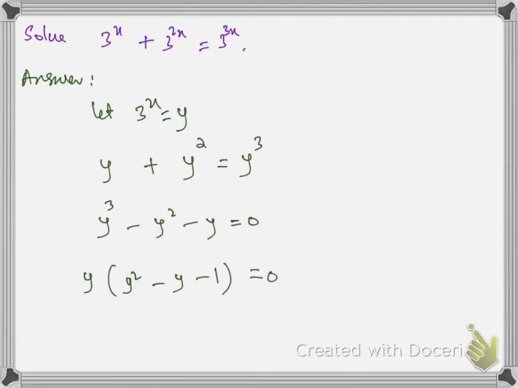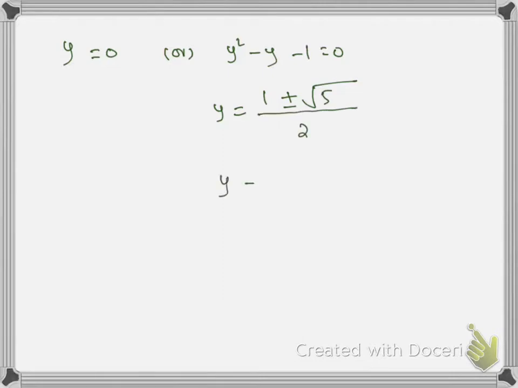Now we have 3 possible values of y. Either y equals 0 or y square minus y minus 1 equals 0. This is one value and these are two values. Now you have to use the quadratic formula because breaking of the middle term is not possible here. So I think you'll get under root 5 here, over 2. So you'll get two values of y here, which will be 1.6180 and the other value is negative. You can calculate that value yourself. Now we have 3 values of y.